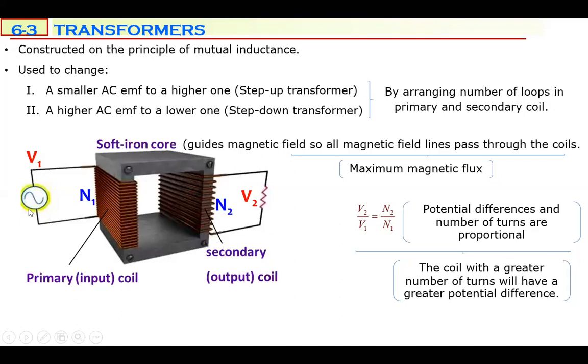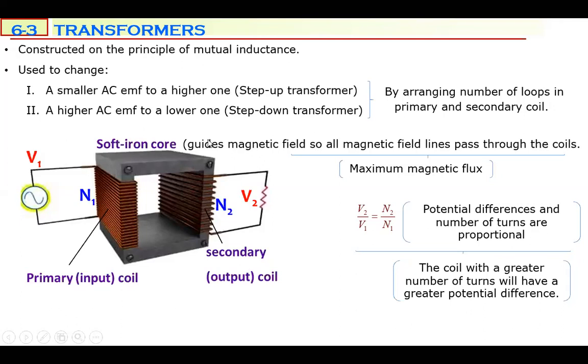And because this is an alternating potential difference, what does alternating potential difference mean? It changes with time, which means the magnetic flux, the magnetic field produced by the primary coil, is changing with time. If this magnetic field is changing with time, this magnetic field circulates through the soft iron core.